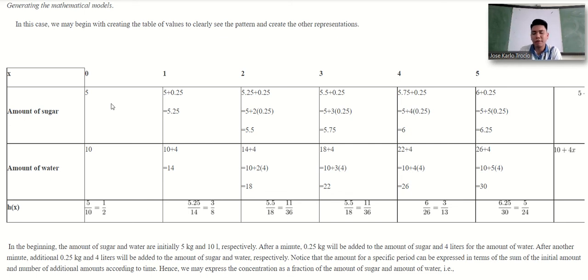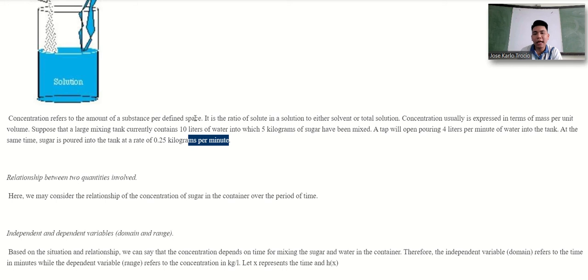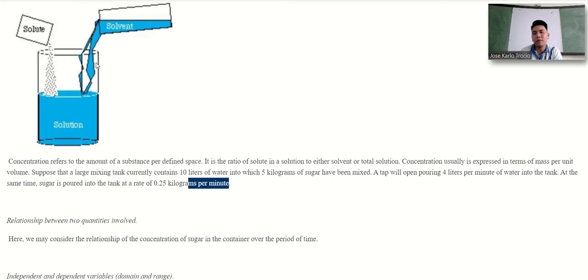So you have 5 and 10. 5 sugar, this is the starting point. 5 kilograms of sugar per minute. 10 liters, this is already 10. We started having a solution, the combination of solvent and solute. We already have 10 liters and 5 kilograms, and we are adding 4 liters per minute and 0.25 kilograms per minute of sugar.